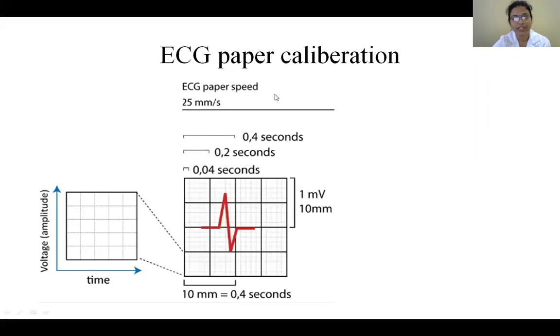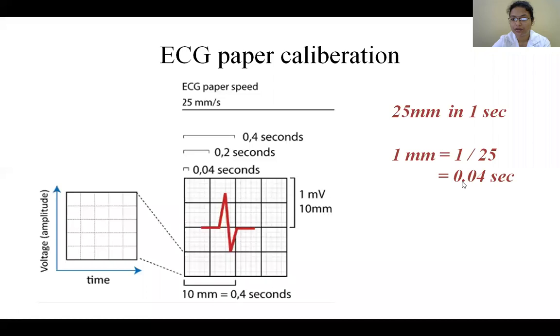When the speed of the ECG paper is 25 millimeters per second, what will one small box correspond to? In 1 second, the ECG paper runs at the speed of 25 millimeters. So 1 millimeter would be equal to 1 divided by 25, that is 0.04 second. So this small box is equal to 0.04 second. If you take it for 1 centimeter or 10 millimeters, it will become 0.04 second. This is how we get the calibration for the time scale.